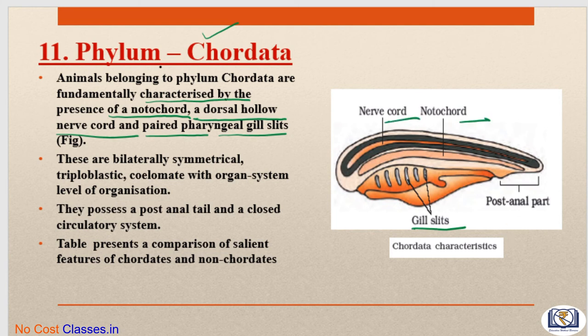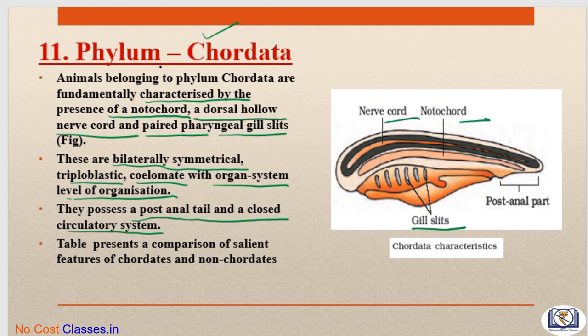Okay. So, animals in the phylum Chordata, they have characteristic notochord, nerve cord, and paired pharyngeal gill slits present in the organism. They are generally bilaterally symmetrical, triploblastic, coelomate, organ system level of organization. They possess post anal tail and closed circulatory system.